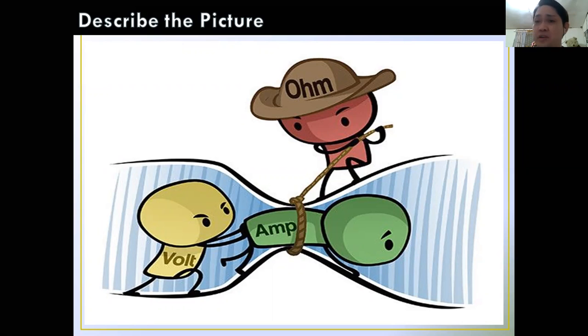So what have you observed? What are they doing? As you can notice, the volt is trying to push the amp. And what happened to the ohm? The ohm is trying to control. It's trying to stop the push of volt to the amp. So that is something related to electrical resistance. I want you to take down note of what the ohm is doing.